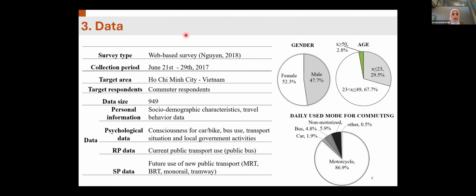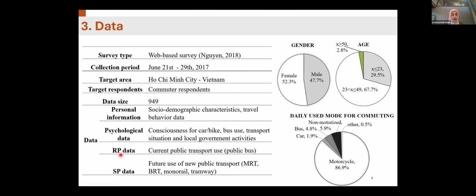The target respondents were commuter respondents, and the data size was 949. The type of data collected were mainly 4 categories: personal information, including socio-demographic characteristics and travel behavior. The psychological data included consciousness for car and bike, bus use, transport situation, and local government activities. And of course, there are the RP and SP data.